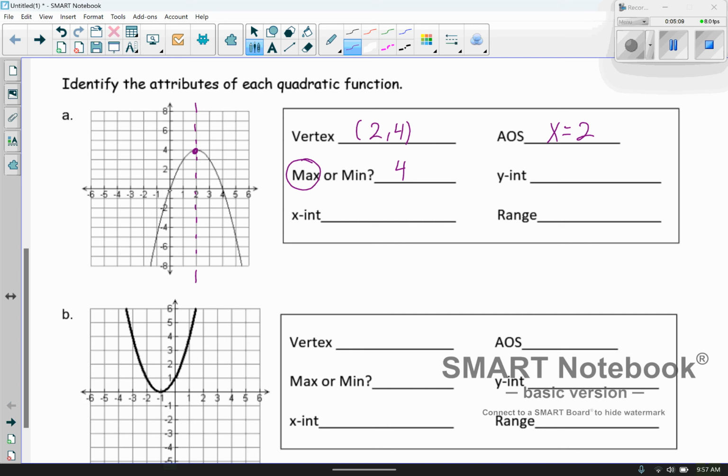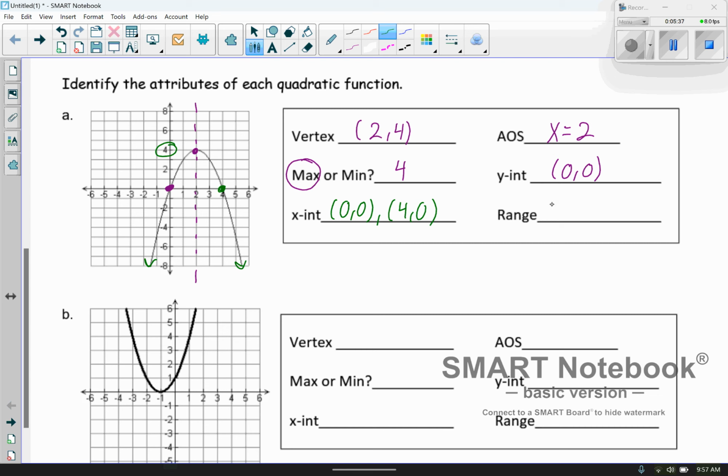The y-intercept, that's interesting. That's going to be at the origin right there, so that's going to be at 0, 0. And it turns out that that's actually also an x-intercept, right? So at 0, 0, I have an x-intercept. And then also right there at 4, 0.